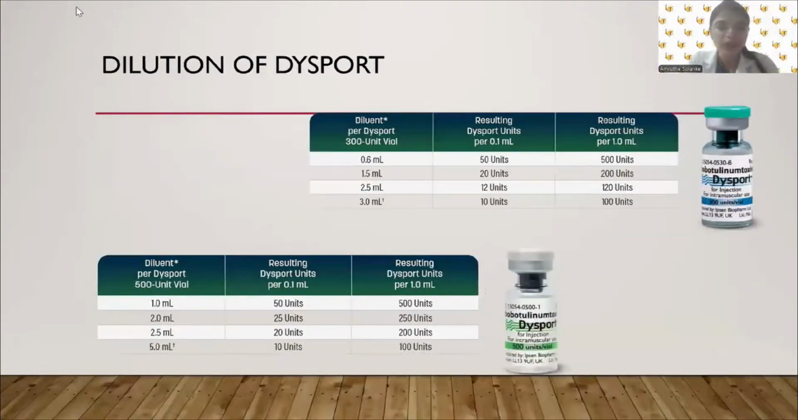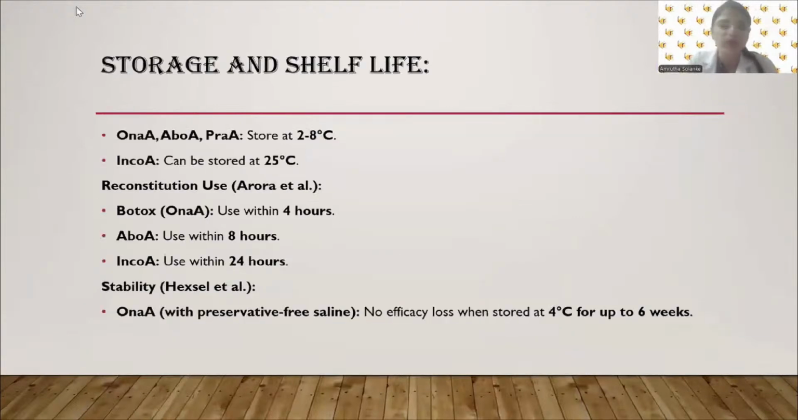Similarly, for Dysport, for 300 units per vial, you can dilute it from 0.6 ml to 3 ml to get about 50 to 10 units per 0.1 ml. And for 500 units per vial of Dysport, you can dilute it from 1 to 5 ml to get about 50 to 10 units per 0.1 ml of Dysport. The storage and shelf life.